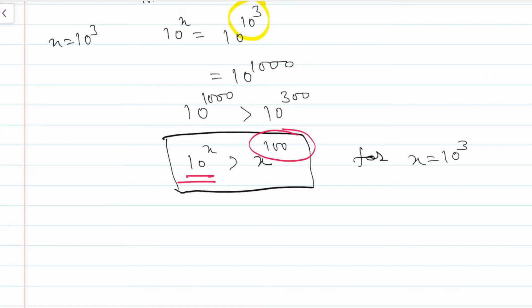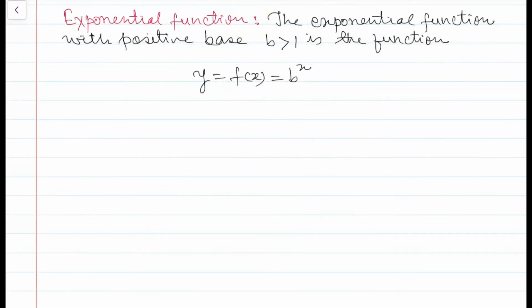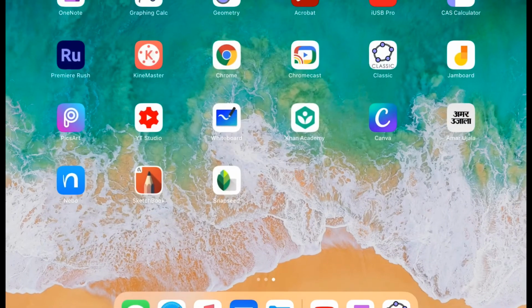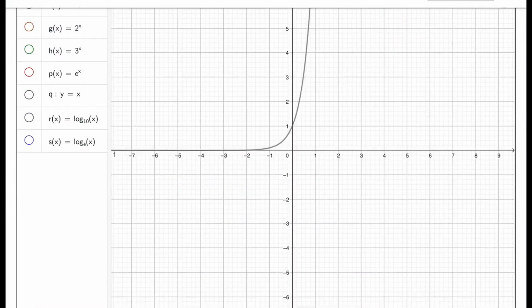Now we will define exponential function. The exponential function with positive base b greater than 1 is the function y is equal to f(x) is equal to b raised to the power x. We have just seen the graph of y is equal to 10 raised to the power x. Now let us see the graph of 2 raised to the power x, 3 raised to the power x, etc., and discuss some properties of exponential functions.